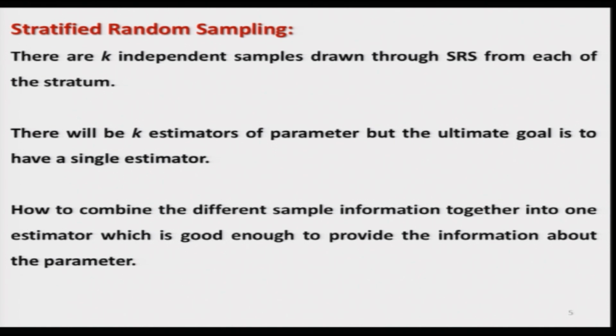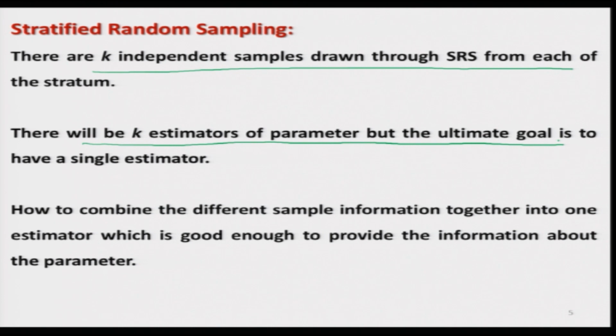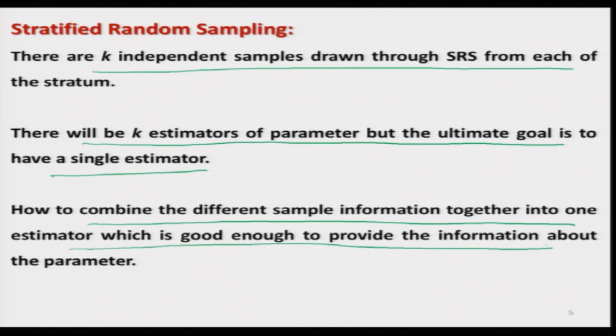Now, from every stratum we draw a sample independently. So ultimately we will have k independent samples, drawn by simple random sampling from each of the strata, and each independent sample will yield one value of the sample mean. So, there will be k estimators of the population mean, but our ultimate objective is to have a single estimator. So the question is: how do we combine those k pieces of sample information into one estimator, which is good enough to provide information about the parameter?